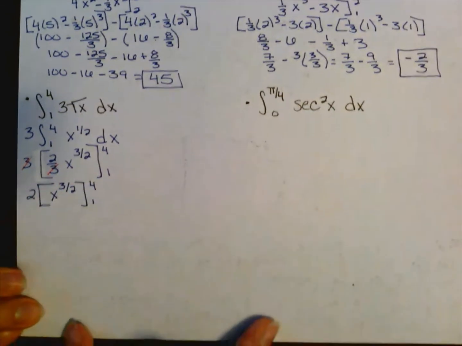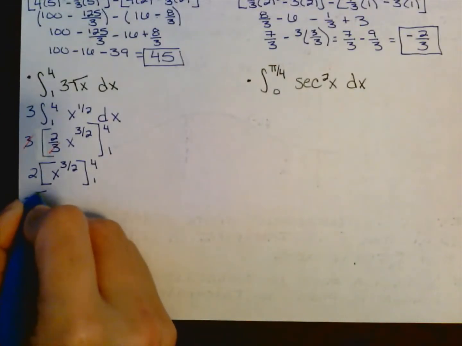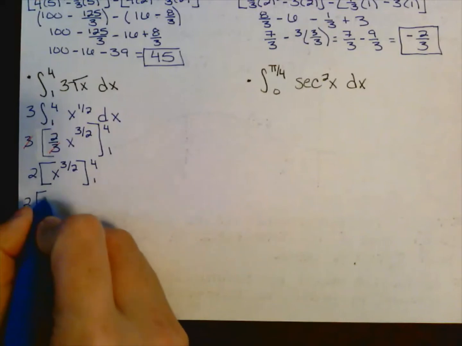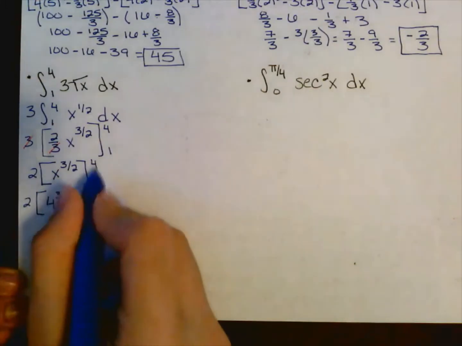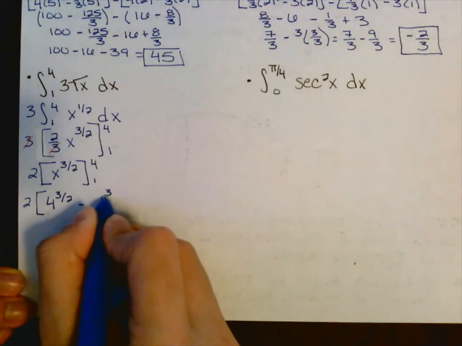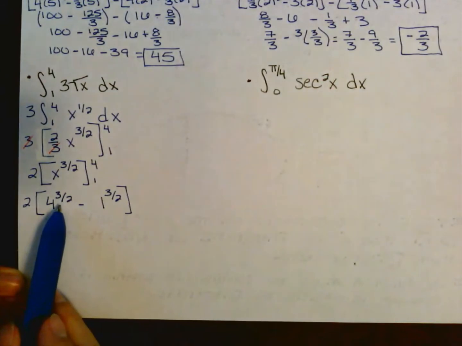Okay? So now, leave that 2 on the outside for now. And we have 4 raised to 3 over 2 minus, there's my function at b, 1 raised to 3 over 2. Okay, now let's talk about these fractional exponents because you will be expected to do this on your own.